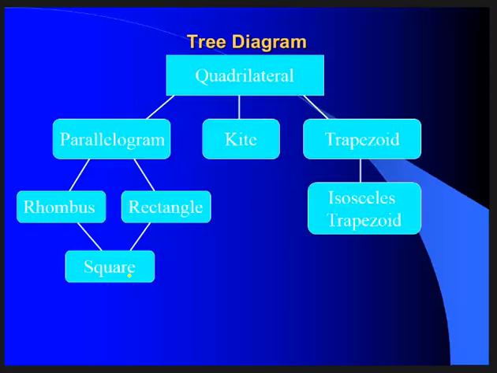So if you understand how these things are related to each other, that might help you keep track of which ones have what properties. Anything under quadrilateral is going to have the properties of a quadrilateral. Anything under parallelogram is going to have the properties of a parallelogram, and so on.